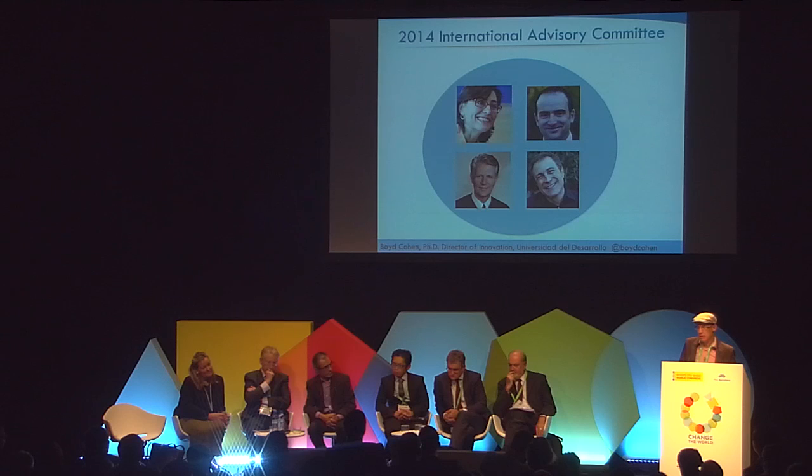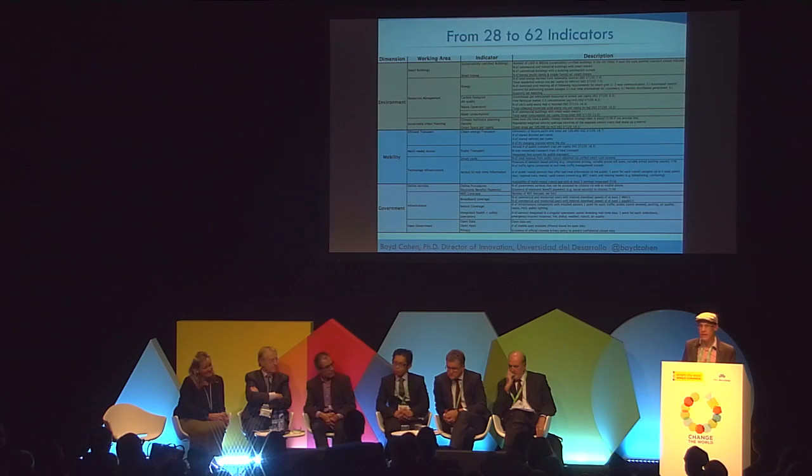So Pilar Conesa, probably a lot of you know, she's the director of the Expo. Rick Robinson is the chief architect for smart cities for IBM based in the UK. Jesse, who's the founder of Smart Cities Council, and Esteve Amaral, a good friend of mine and colleague at ISADE here in Barcelona. And so we went from 28 to 62 indicators.